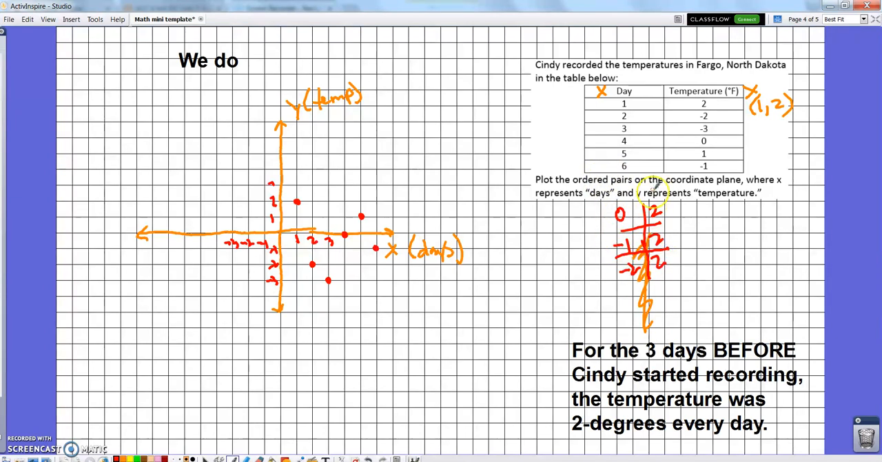On all 3 of those days before: 6, 5, 4, 3, 2, 1, 0, negative 1, negative 2. On those days before she started, it was 2 degrees every day. So on day 0, it was 2. On day negative 1, it was 2. And on day negative 2, it was 2. So I can add those as well. It's possible for days to be negative if you think of them as before some certain starting point that I picked before. Okay, that's how it works.